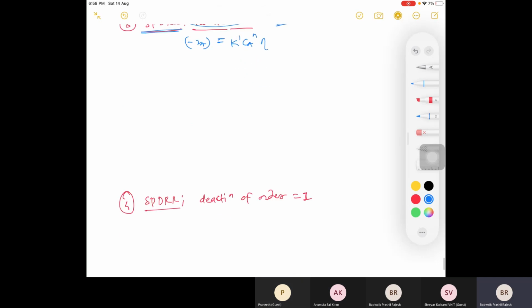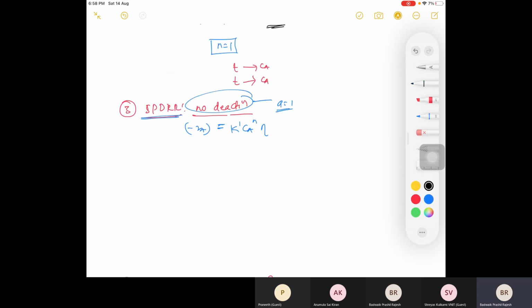But here, whenever you are writing, this will be minus RA, K dash Ca to the power n, A efficiency, into eta, and there is A. So here it is eta. So what change will be there? It is strong pore diffusion resistance regime. So you replace eta by 1 by theta T. That is Thiele modulus.